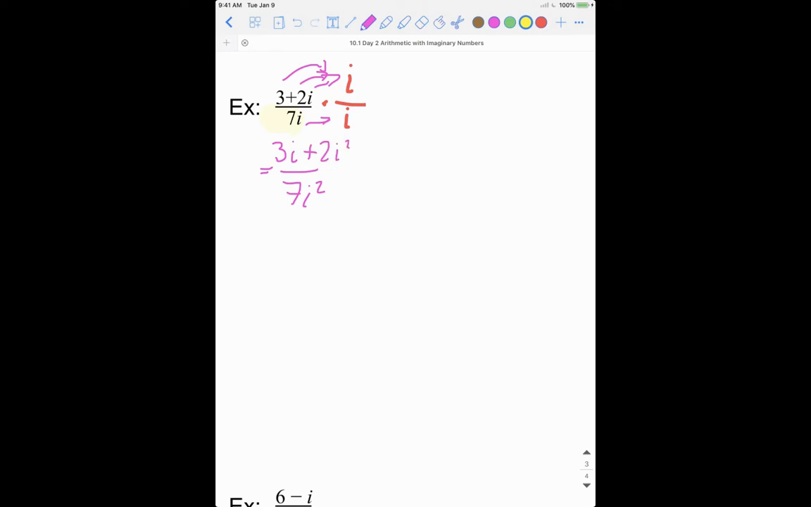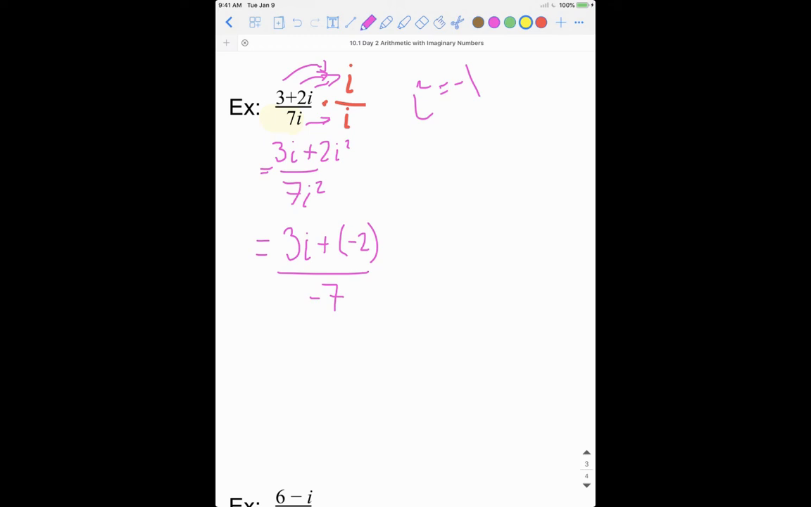Now we've got those i squareds. We've got to make sure we remember that i squared is equal to -1. So wherever we see an i squared, we plug in a -1. So 3i stays there, plus 2 times -1 turns into a -2. On the bottom, we have a 7, and there's an i squared, so 7 times -1 turns into a -7.